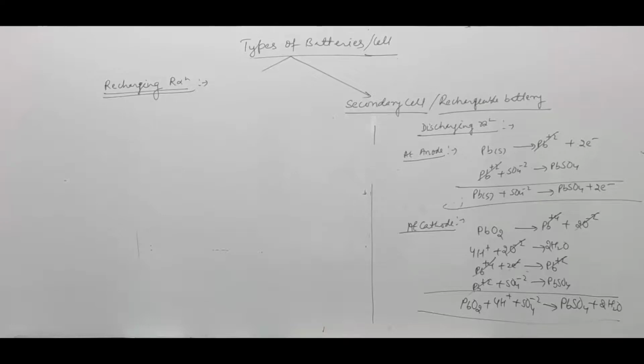PbSO4 is converted to Pb, and that is at cathode. At cathode, PbSO4 is converted to Pb, and at anode, PbSO4 is converted to PbO2. This is the reaction. So the reaction will be reversed. If you see the reaction, see. So write down the recharging reaction first.